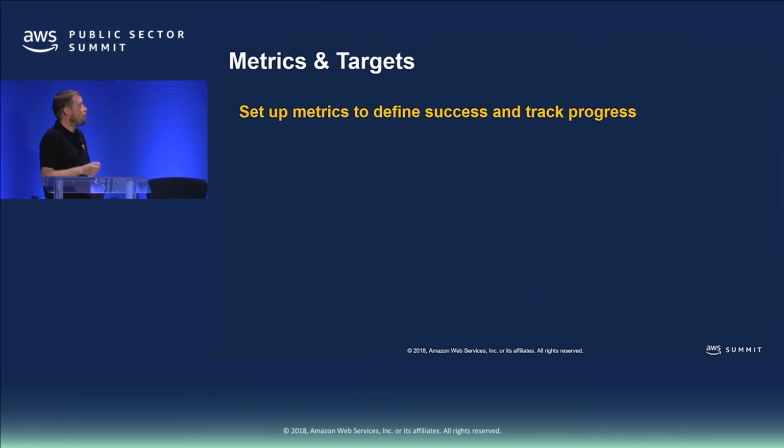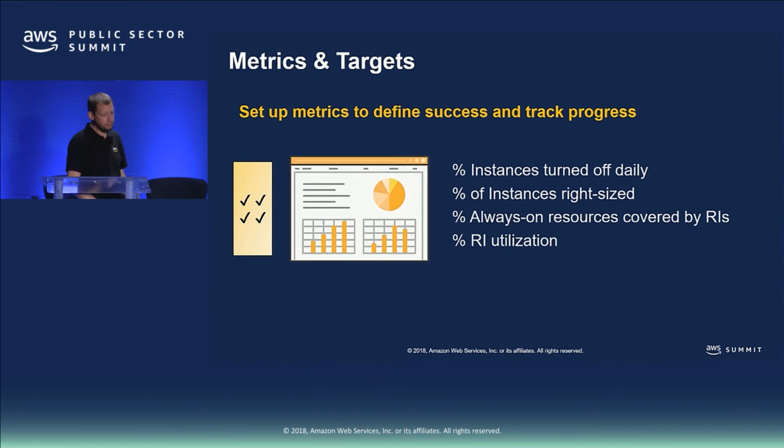When you're looking at metrics and targets, set up the metrics to define success and track progress. So think very carefully about what you're looking to achieve. Are you looking for optimum performance? Are you trying to really lower costs and will accept lower performance from a user perspective because you're very tight to a particular budget? You may decide to track particular metrics.